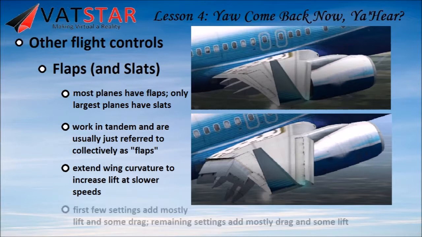The first few settings add mostly lift and some drag, but the deeper you get, you're adding more drag and only a little extra lift. So these are mostly used during takeoff and landing. For takeoffs, you probably use only a small amount of flaps because you want a little extra lift without a lot of extra drag.